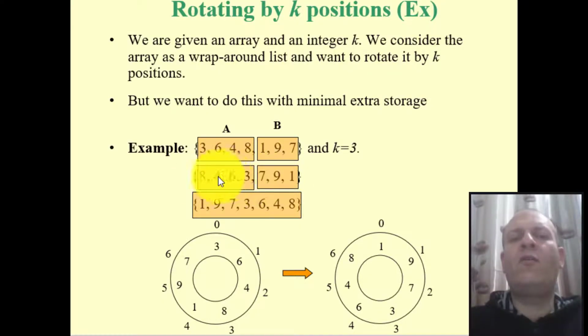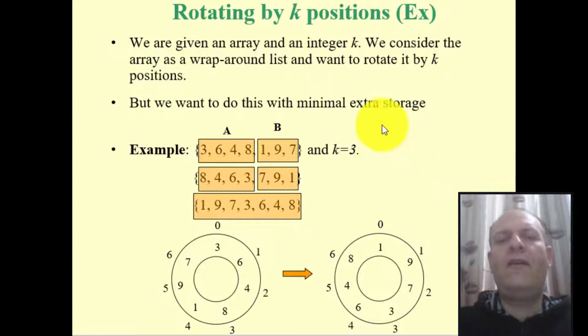We will reverse the whole array now. So 1 will be here, then 9, then 7, then 3, 6, 4, and 8. Then after the 3 reverse steps, the array will be rotated 3 elements, 3 positions to the right. As you see here, same results. 1, 9, 7, 3, 6, 4, 8.